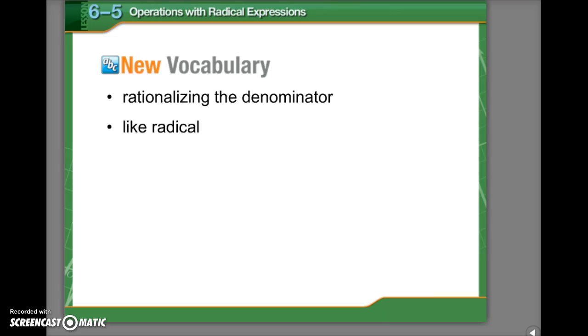So our new vocabulary, this time, we're going to be talking about something called rationalizing the denominator. We're going to talk about radical expressions, and we're going to talk about what a conjugate is. And we've already looked at conjugates back when we did complex numbers, so hopefully you'll have a little bit of a concept of what that might be already coming into the lesson.